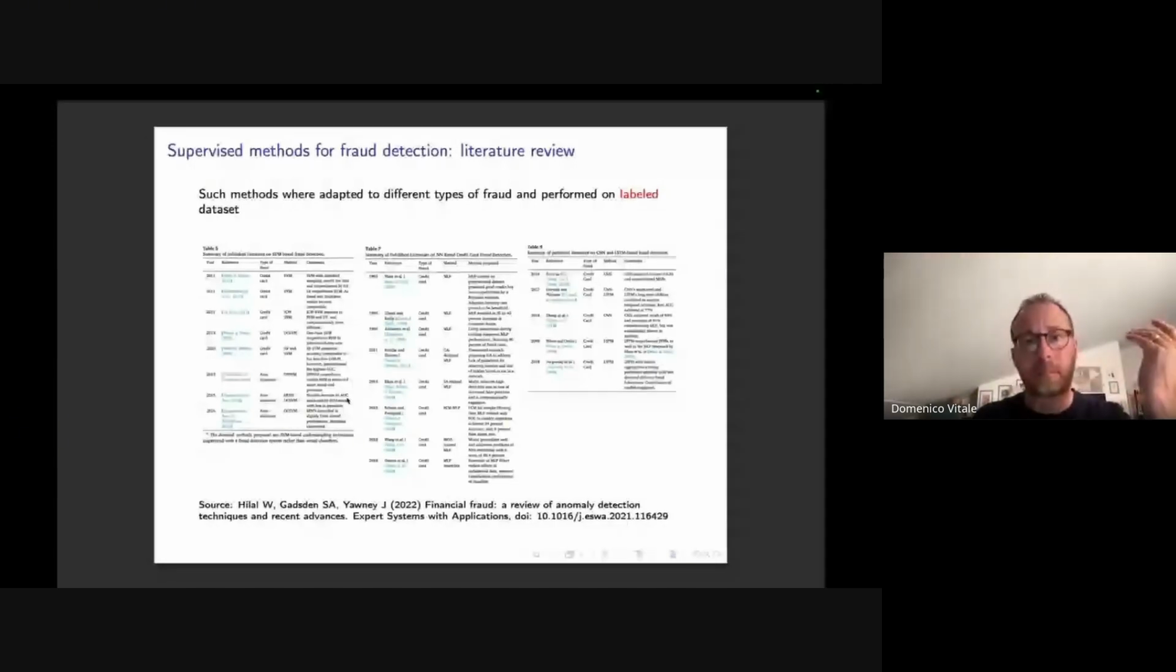In addition, here we have the list of supervised methods which require labeled datasets. So each of these papers is an implementation of a particular supervised outlier anomaly detection method, and the performance of such a method has been tested on labeled datasets, which is not always the case for fraud detection.